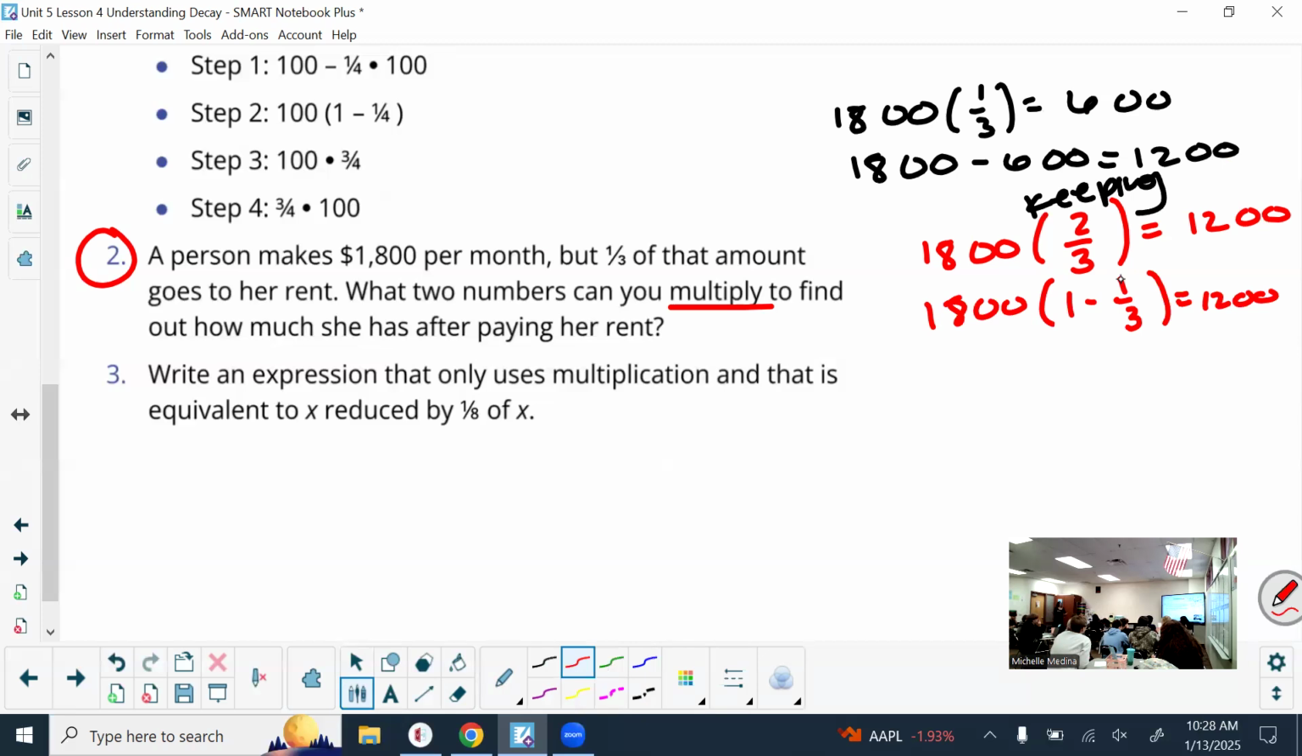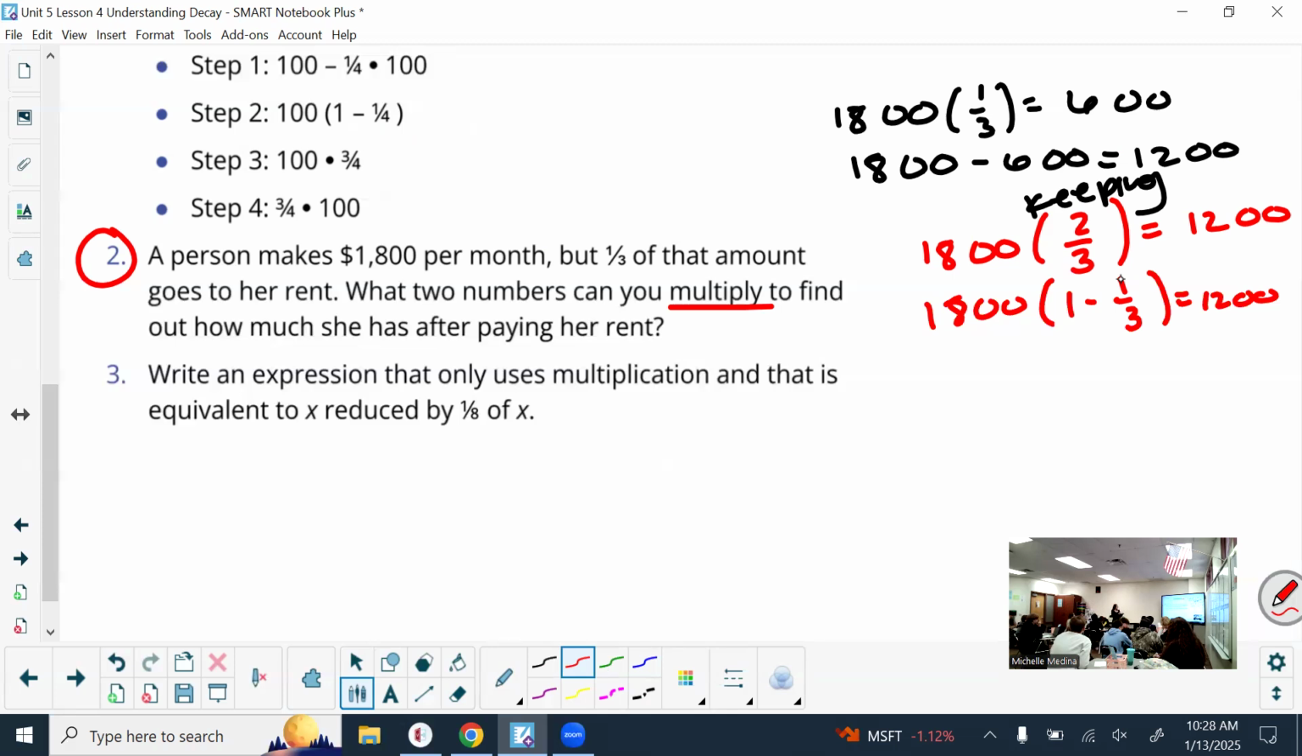So if it's a real world problem and it's just asking you how much does she have after paying her rent, however way you get there is up to you. But for this unit, when we're talking about exponential functions, focus on what we're multiplying by each time, right? Not multiplying by something, then subtracting it, and then that's our answer. It's just that we're multiplying by the same factor each time. Questions on that?